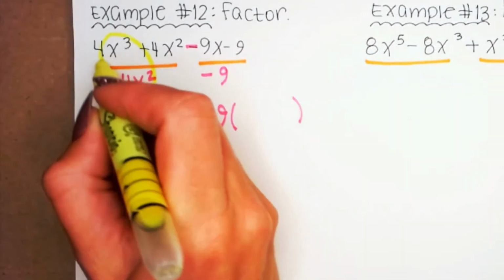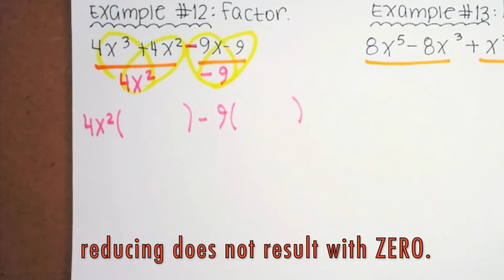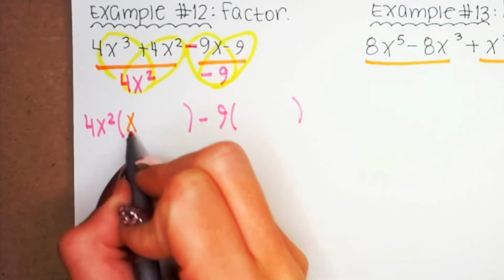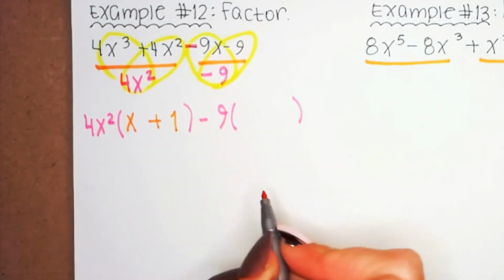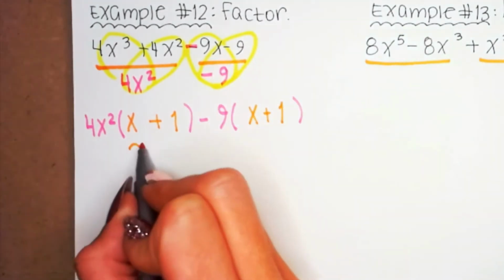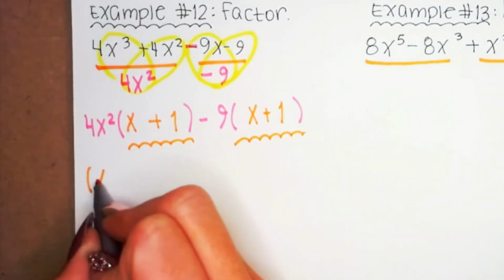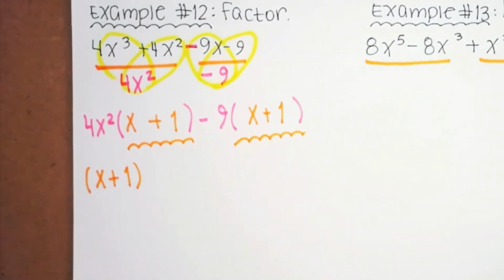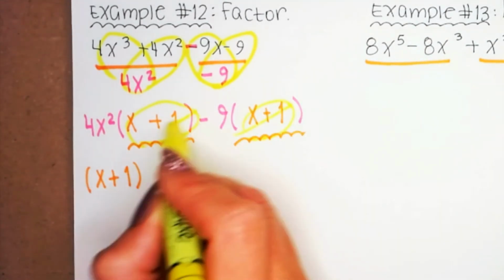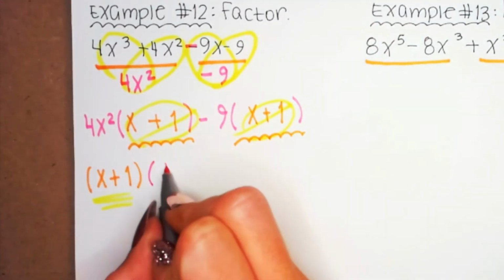Pretzel, pretzel, what's left inside? If we reduce using our pretzel, we're going to have x plus 1, x plus 1. If it matches, we're doing it. Bring x plus 1 out front. It's my super greatest common factor. So we brought this out front. There it is. What's left inside?